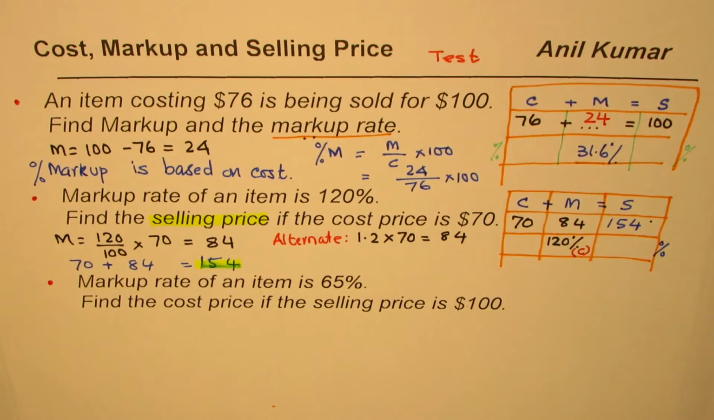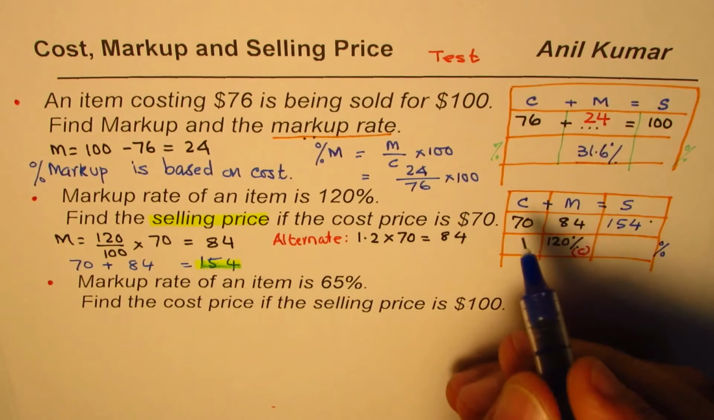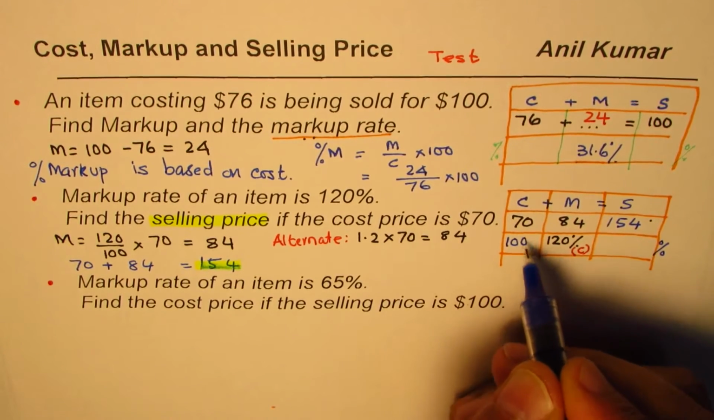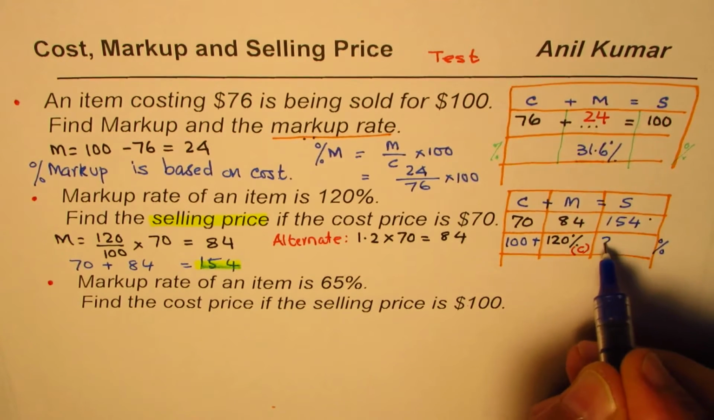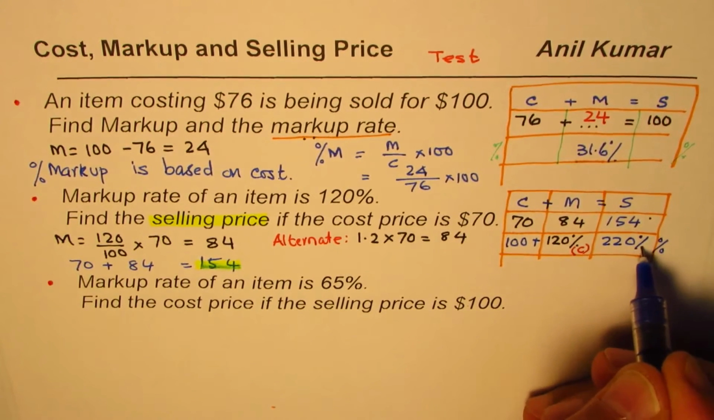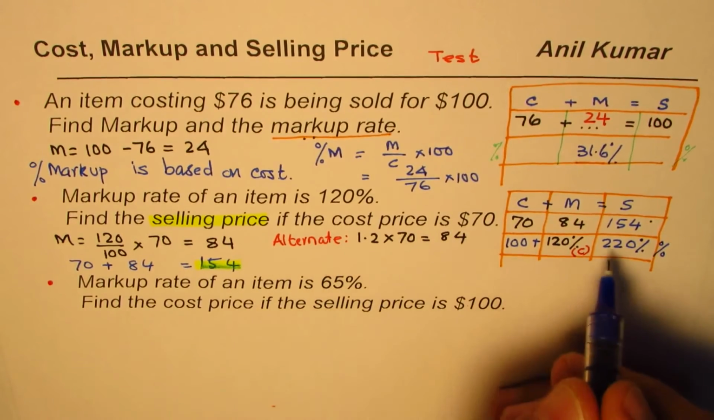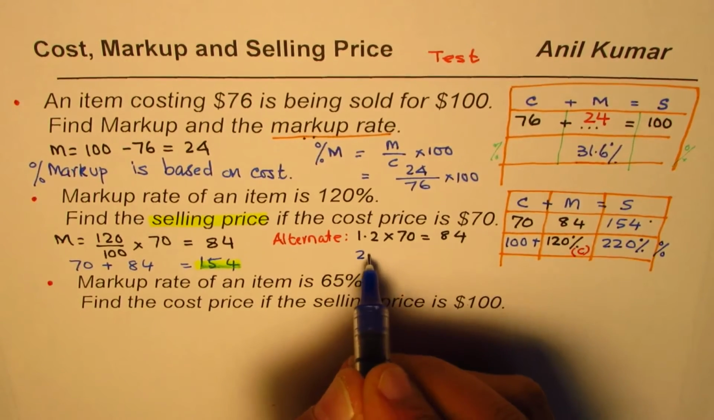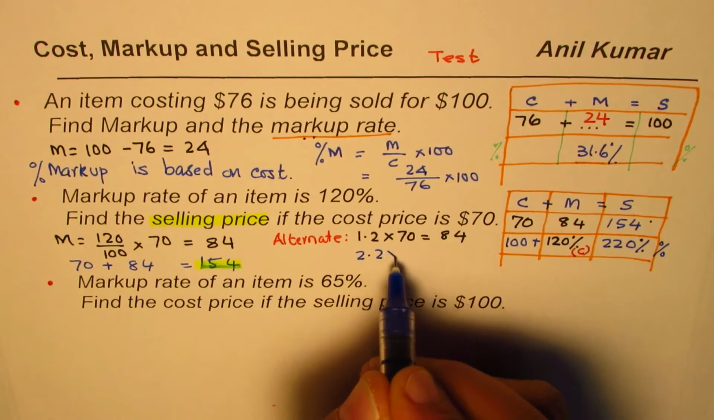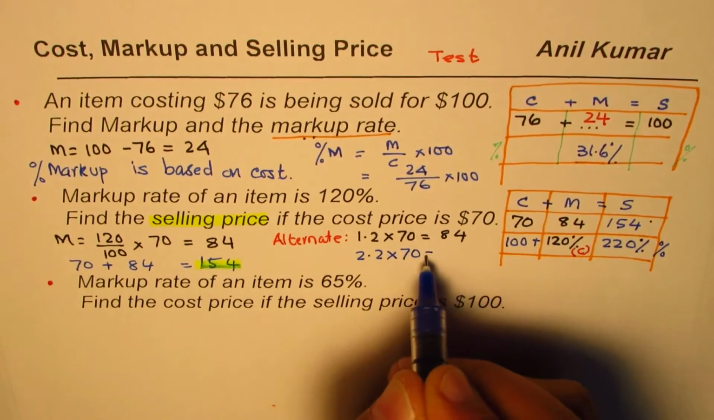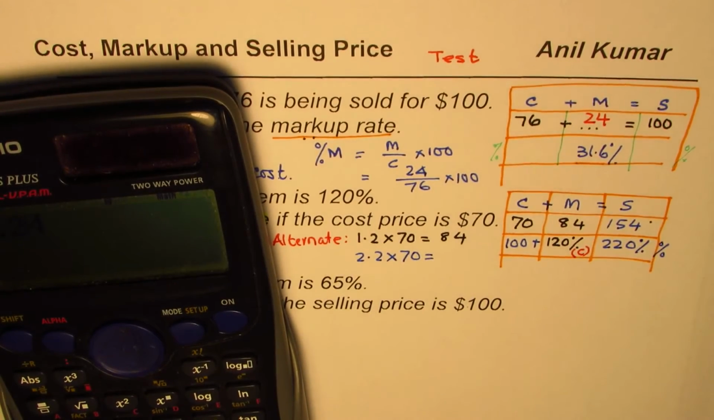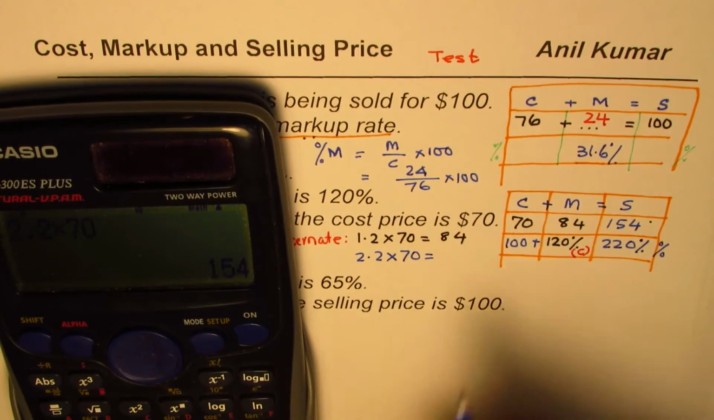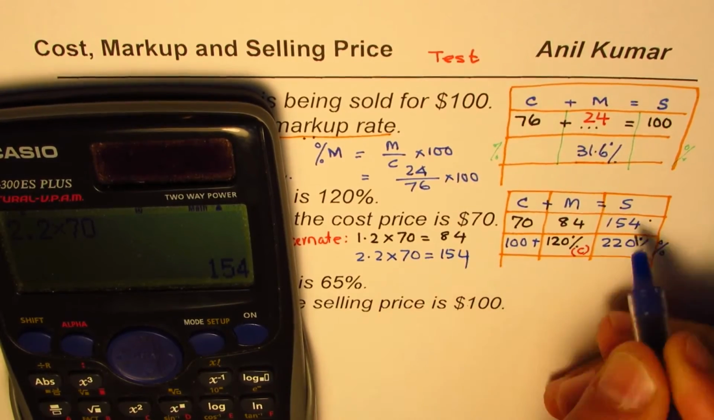Now here is an alternate way of finding selling price directly. Since we know the cost price is 100%, markup is based on cost price. When you add them up, you get 220%. Do you see that? So you could calculate 220%, that means 2.2 of the cost price 70 to get the answer directly also. So let's do it. 2.2 times 70 is equal to 154. So you get the same answer.